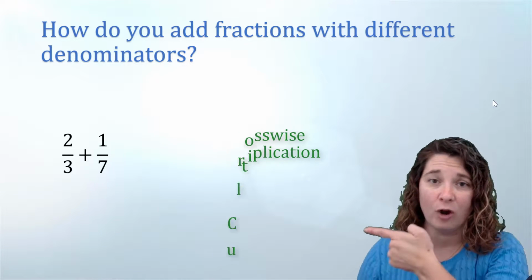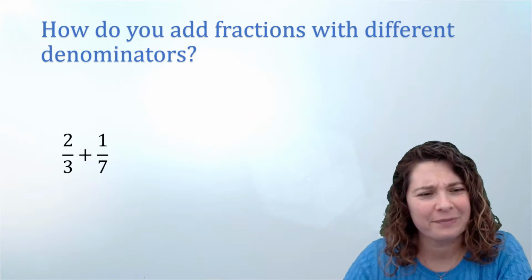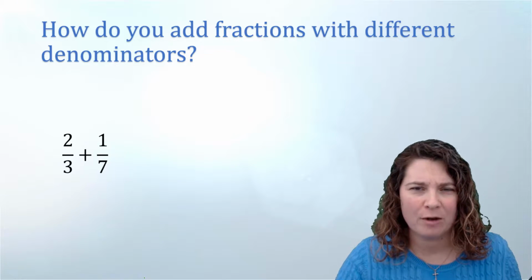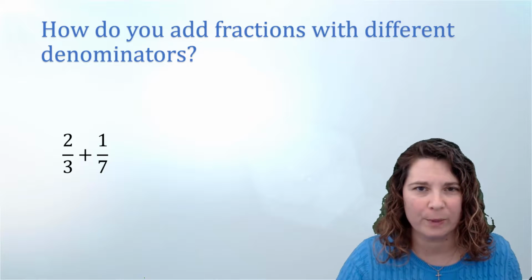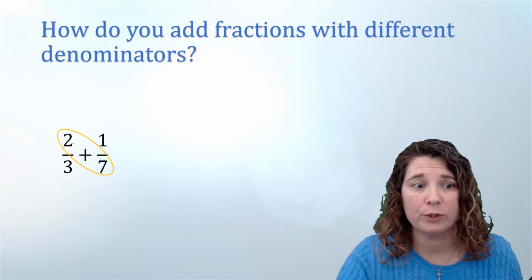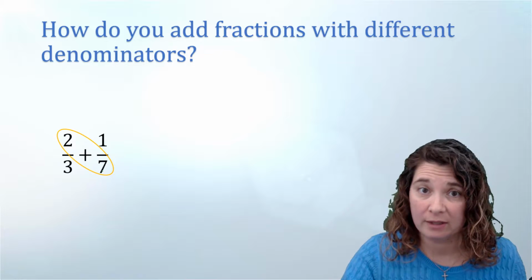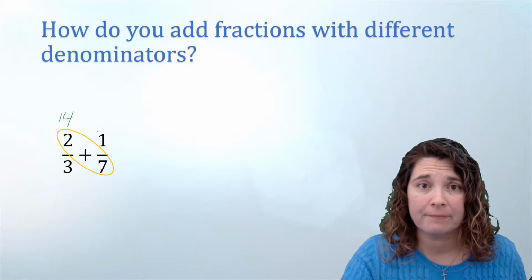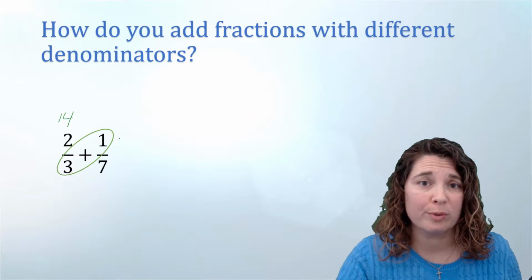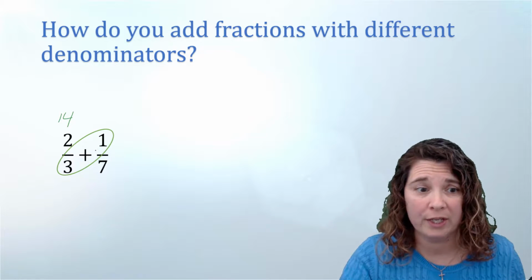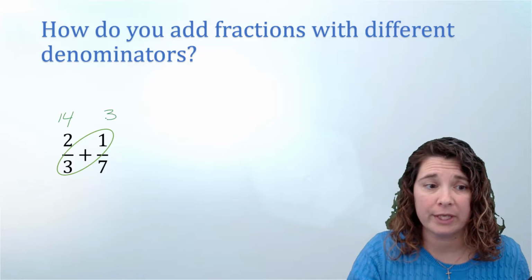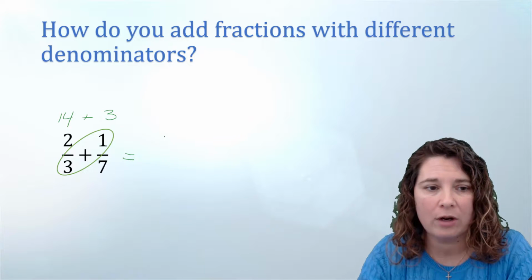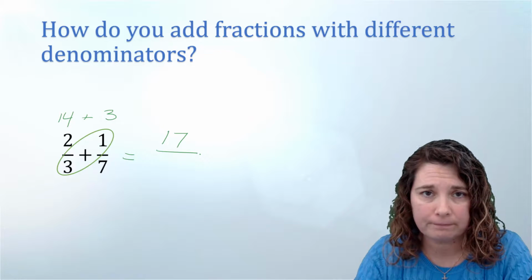And let's try it on this example. 2/3 plus 1/7. How are we going to use this crosswise multiplication method? Well, I'm going to start with the 2 and cross multiply with the 7. So 2 times 7 is 14. Then I'm going to cross multiply the other direction. The 1 times the 3 is going to give me 3. And I'm going to add these two together, and that's going to give me the numerator of 17.